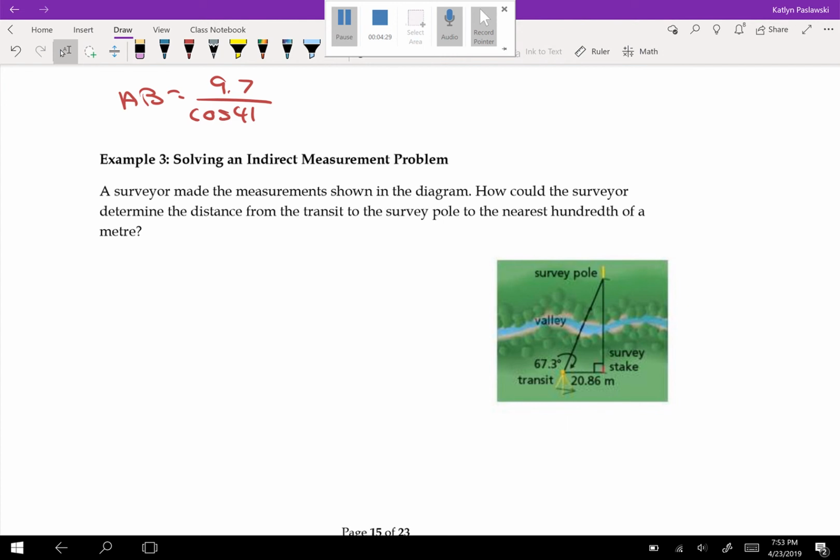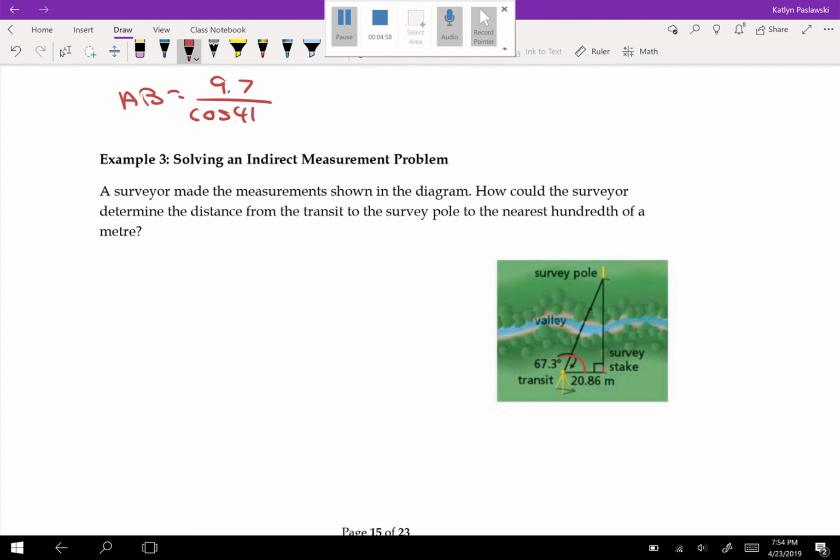We're solving an indirect measurement problem. So here we have a surveyor who made the measurements shown in the diagram. How could the surveyor determine the distance from the transit to the survey pole to the nearest hundredth of a meter? So I see that I have a right angle triangle. So across from here would be the hypotenuse. This angle is 67.3, and I'm given the adjacent.